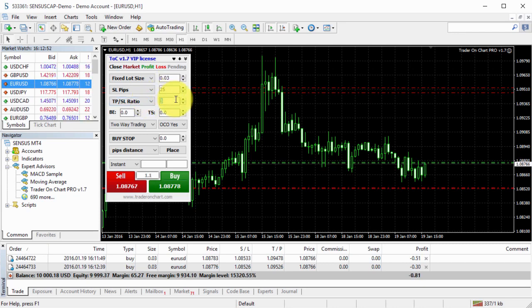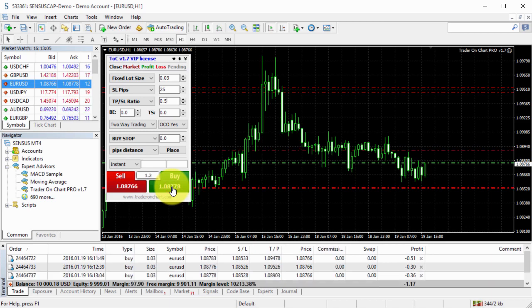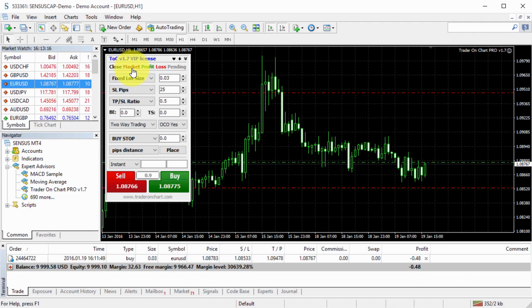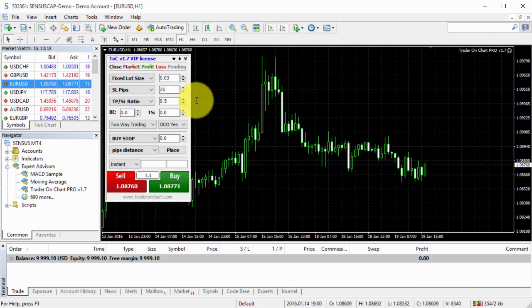So let's say I set this to 0.5. This will make my take profit 2 times smaller than my stop loss in pips. I will click the buy button again, and I see another order open, and here's the smaller take profit now. And again, if I click the market button, it will close all the market trades. So we can start over.